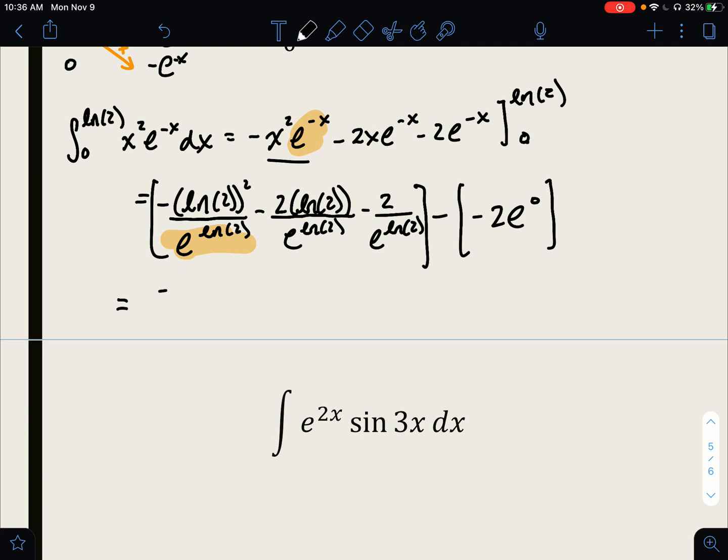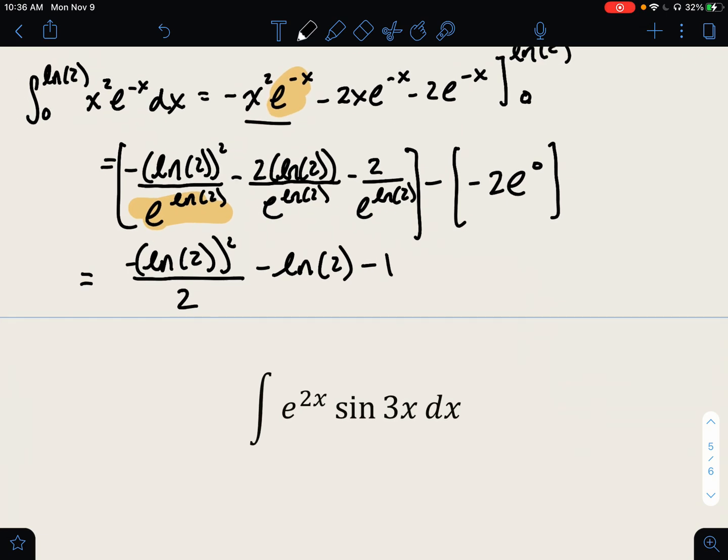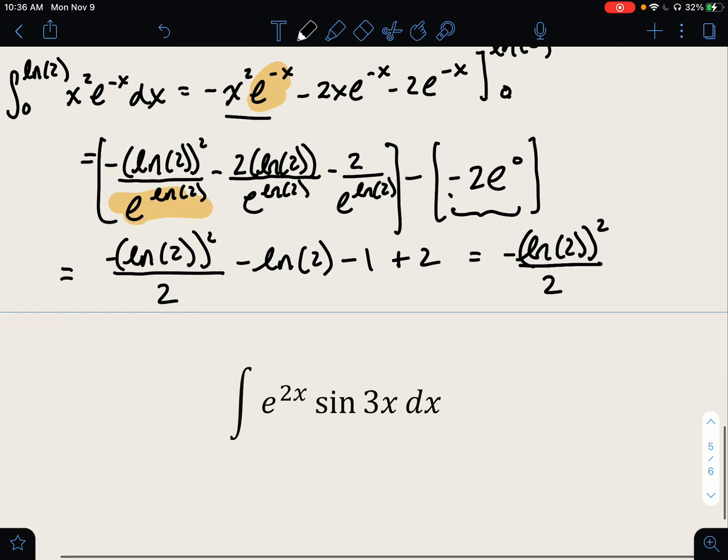And so this term becomes negative ln of 2 squared over 2 minus ln of 2 minus 1. This term, e to the 0 is 1, so I'm left with a negative 2 times a negative, which is a positive 2. And so my final answer for this is negative ln of 2 squared over 2 minus ln of 2 plus 1.